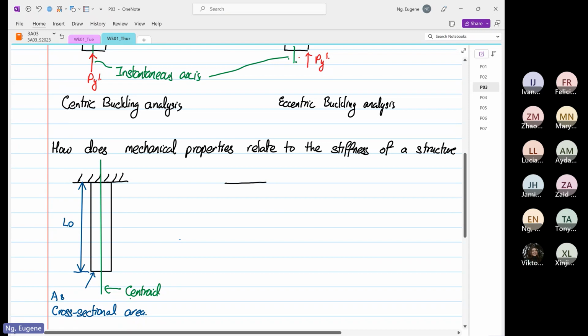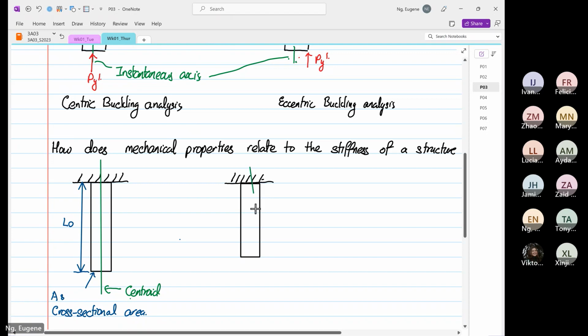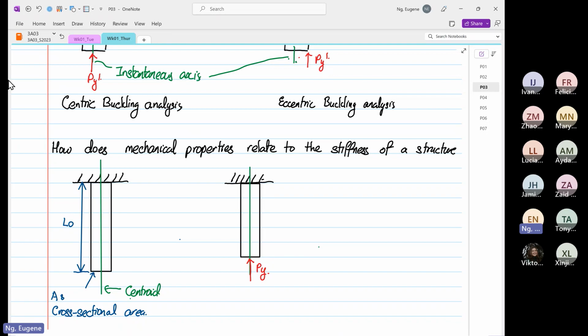I'm going to sketch it out again, the same structure. Now the structure is under compression. When it's under compression, it's going to become shorter. I'm going to sketch out the centroid again, then put a P exactly at the centroid. This is our P in the y direction. Because of the axial load P, our structure has been compressed and grown shorter. It's very obvious now. So now this will be our L1.